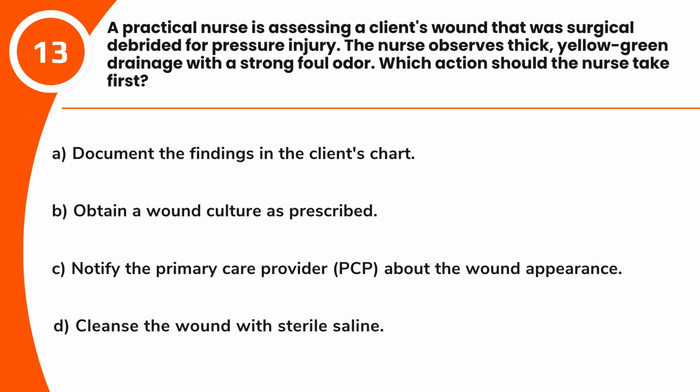Question 13. A practical nurse is assessing a client's wound that was surgically debrided for pressure injury. The nurse observes thick, yellow-green drainage with a strong foul odor. Which action should the nurse take first? A. Document the findings in the client's chart. B. Obtain a wound culture as prescribed. C. Notify the primary care provider, PCP, about the wound appearance. D. Cleanse the wound with sterile saline.